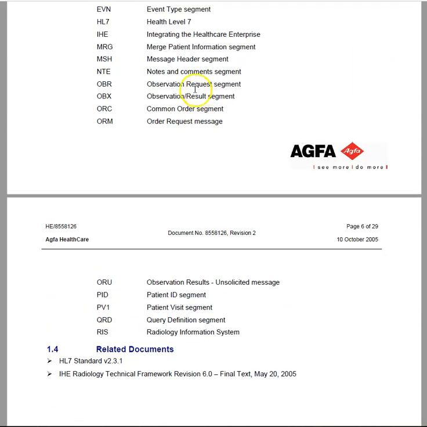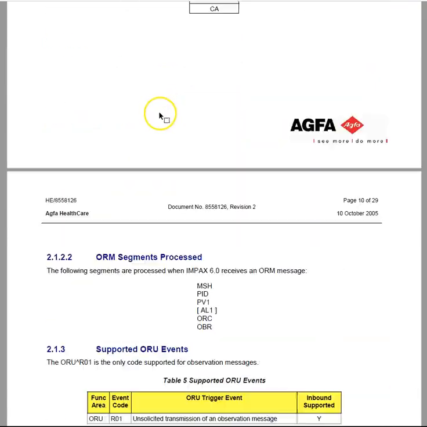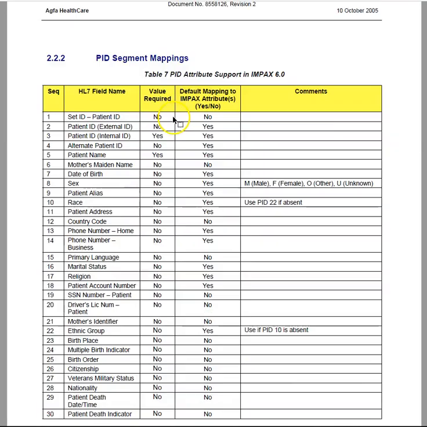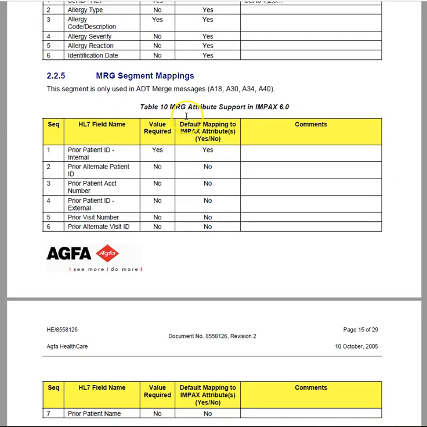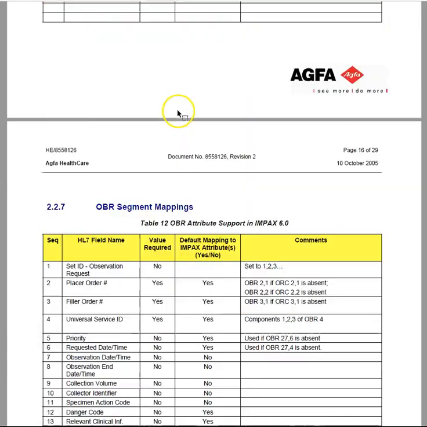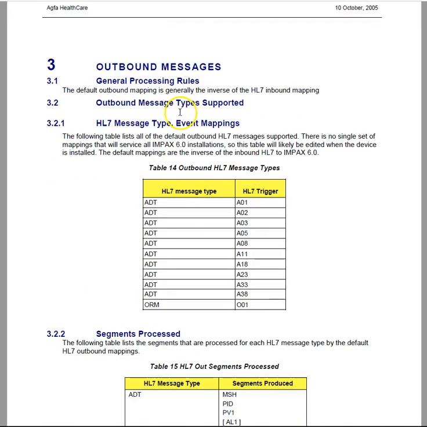And it would tell you that an MRG segment is a merge patient information segment. It's not a segment we talk about. It's a bad segment. It does bad things. You shouldn't use merge segments. But if you want to know what that was, that's why those abbreviations are listed in the beginning, in the introduction. So now we come down to Chapter 3, and these are the outbound messages.